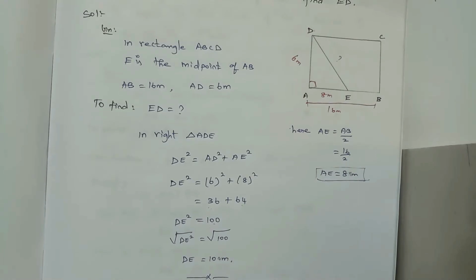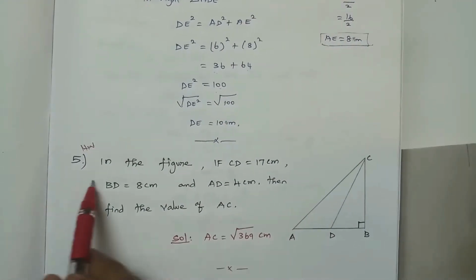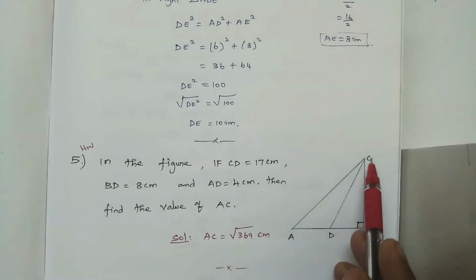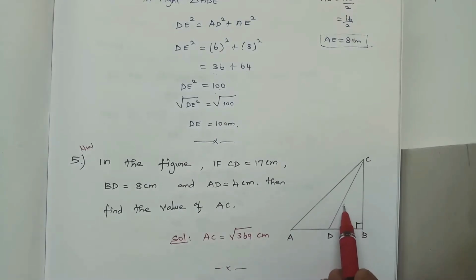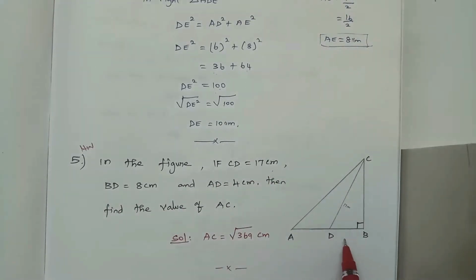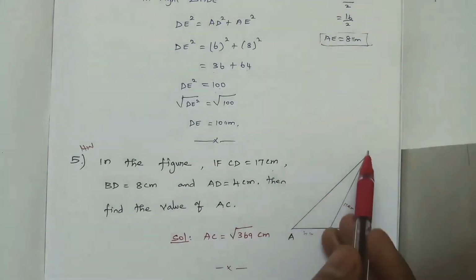Same like sum number 5. You can take this as homework. Sum number 5: in the given figure, if CD is equal to 17 centimeter, BD is 8 centimeter, and AD is equal to 4 centimeter, we want to find the value of AC.